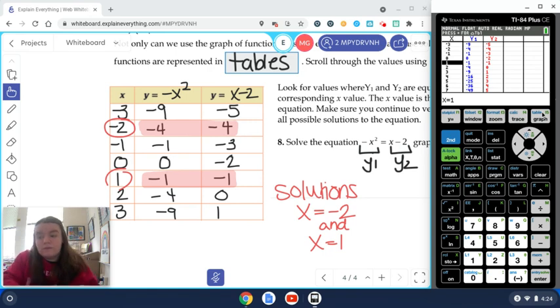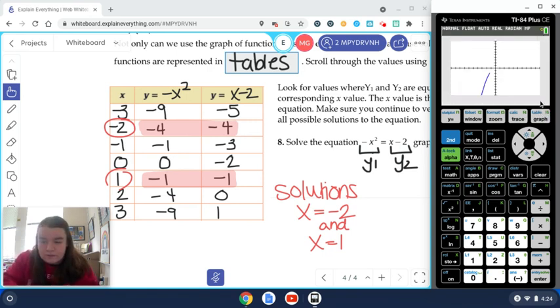And I knew that there were only going to be two solutions because if you look at the graph, you have this upside down smiley face and the line going through it, so I can see that it intersects twice. And afterwards, they're kind of going away from each other, so I knew there wasn't going to be another solution. But you want to make sure you look through your table pretty well so that you don't miss any, because equations can have more than one solution.